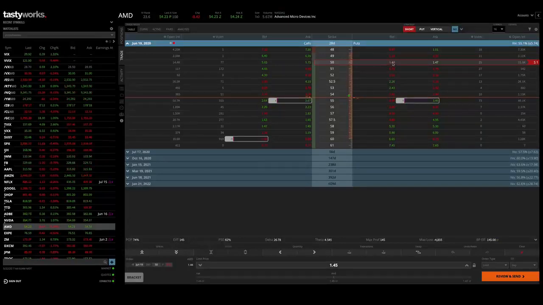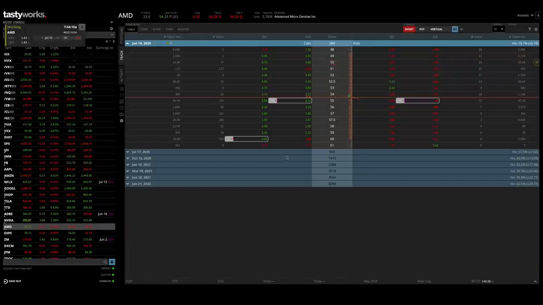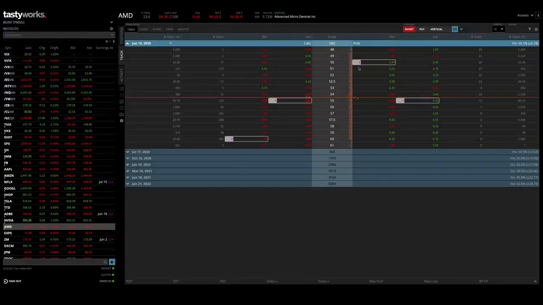The bid price is 144, ask is 147. So let's try to do it at 143. That looks good. Send order. So I have a limit sell price at 143, and I just got filled at 143. So now I have a short position in the 50 put, a short position in the 60 call, and a long position, or I bought the 55 call and the 55 put.